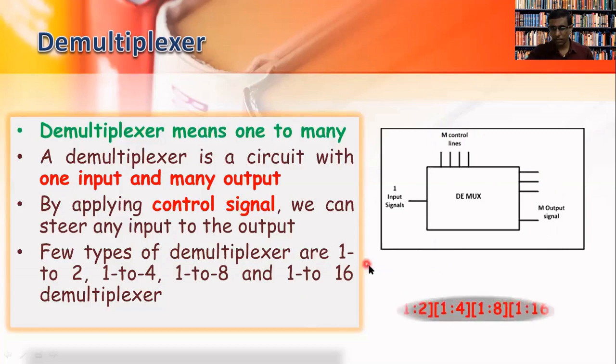Few types of demultiplexers are 1 to 2, that means one input and two outputs. 1 to 4, one input, four outputs. 1 to 8, one input, 8 outputs. 1 to 16, one input, 16 outputs.